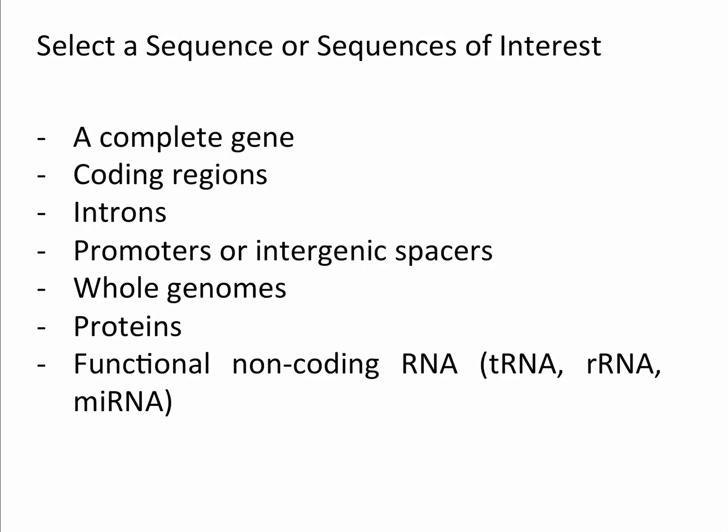Which kind of sequences could we use to build a phylogenetic tree? We can use a complete gene sequence, or sequence from coding regions, introns, promoters or intergenic spacers, whole genomes, proteins, or functional non-coding RNAs.